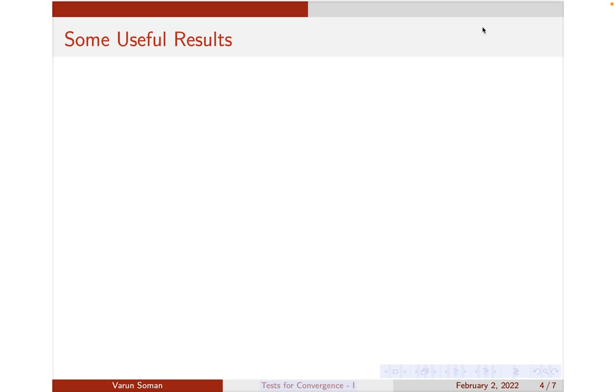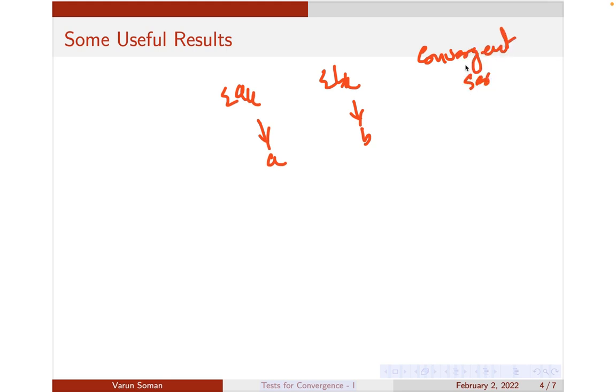Before we discuss some tests, I'll just make use of some simple results without proof. It's a very simple thing. Suppose you have two series, sigma AK and sigma BK. Suppose sigma AK converges to A, and suppose sigma BK converges to B. So remember, I am talking about convergent series here. I am not talking about divergent series.